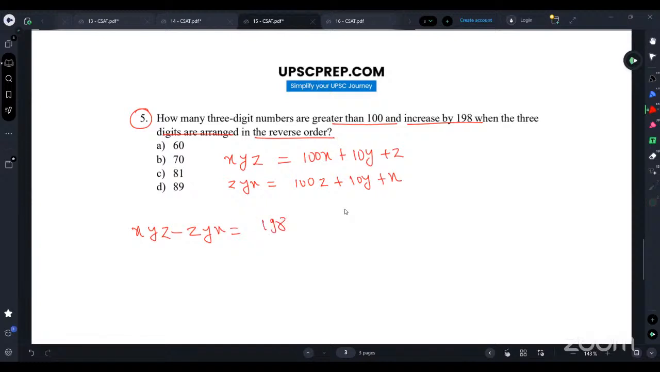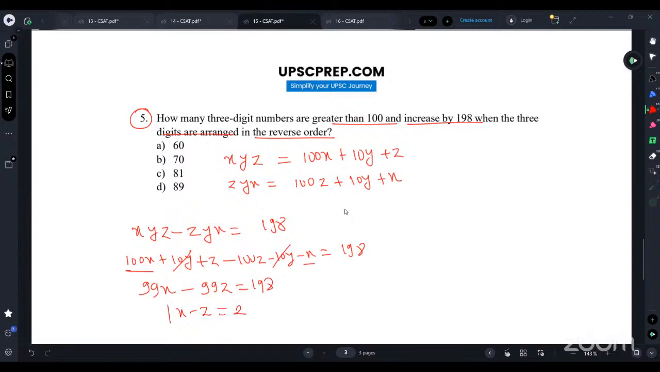Okay, now let's write down these numbers. Expanded form: 100x plus 10y plus z minus 100z minus 10y minus x will be equal to 198, right? Now this 10y minus 10y will get cancelled. 100x minus x will be 99x, minus 99z will be equal to 198. So what will be x minus z, guys? x minus z will be 2, right? Because 99 twos are 198. x minus z is 2.